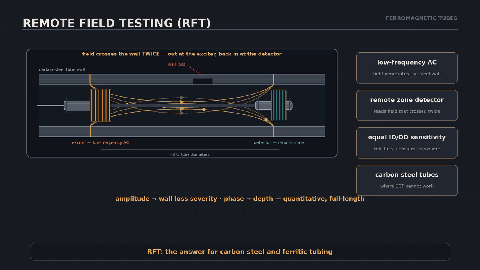The beauty of RFT: it's equally sensitive to inside and outside damage. It measures general wall loss quantitatively, and it works exactly where ECT cannot, in ferromagnetic tubing.